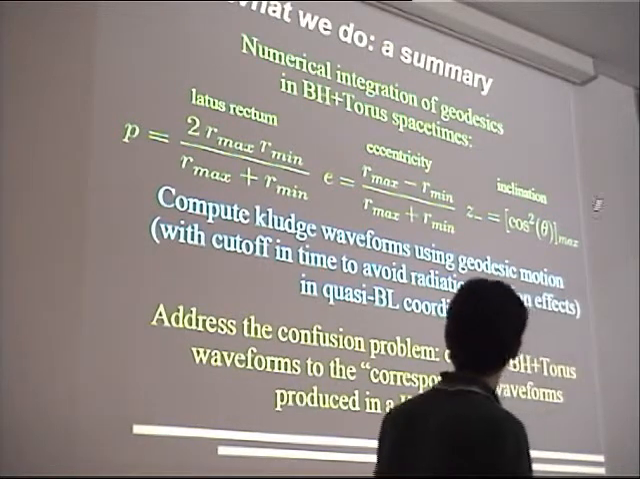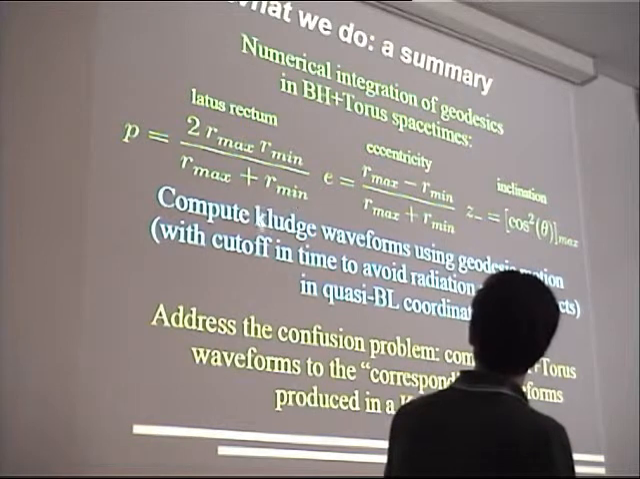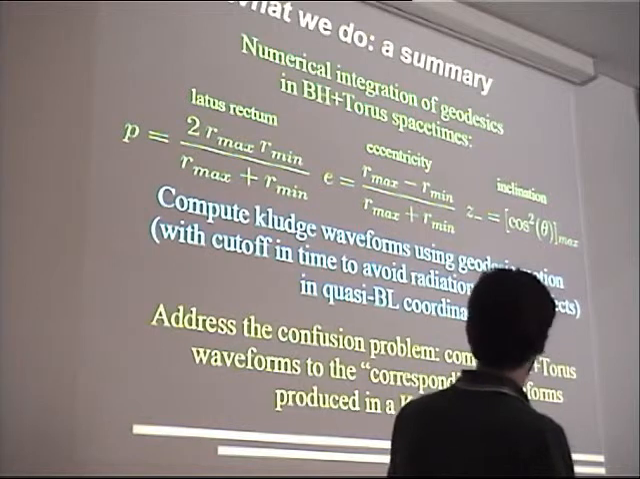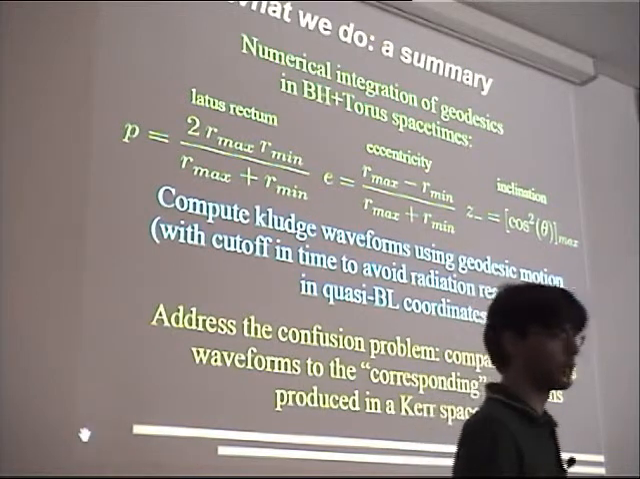So I will now explain briefly first what kludge waveforms are. Then I will recall what the dephasing time is. So what is this cutoff in time? And then I will explain how we choose the waveforms to compare one to another.